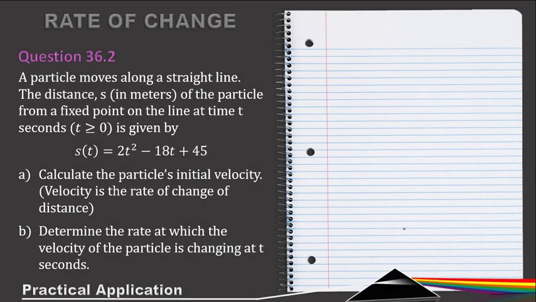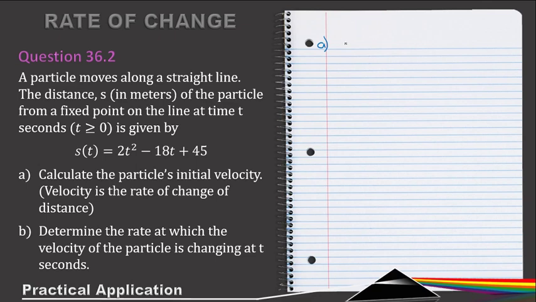Okay, so question 36.2. A particle moves along a straight line, the distance s in meters of the particle from a fixed point on the line at time t seconds is given by s(t). Right, A. Calculate the particle's initial velocity. Velocity is the rate of change of distance. So this one is pretty straightforward.